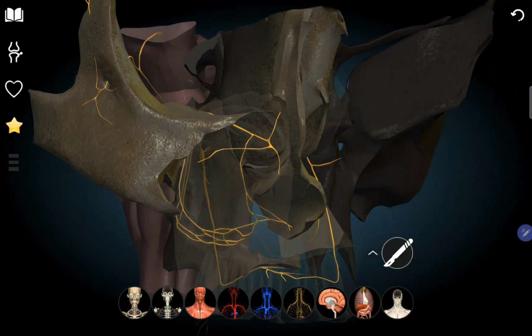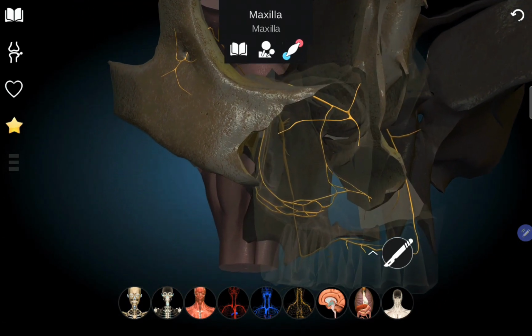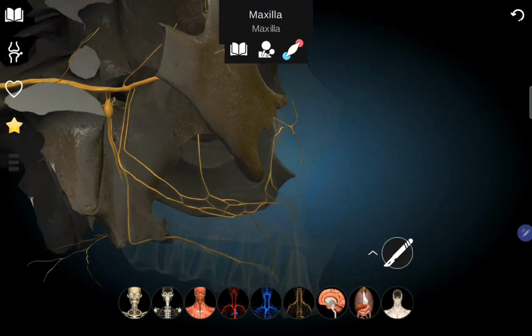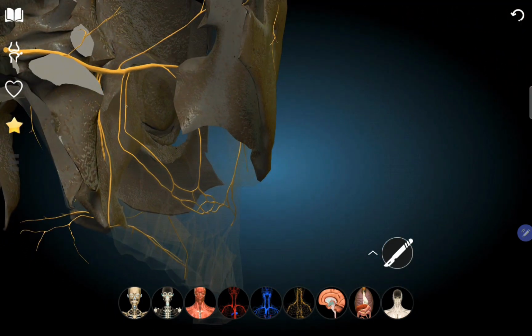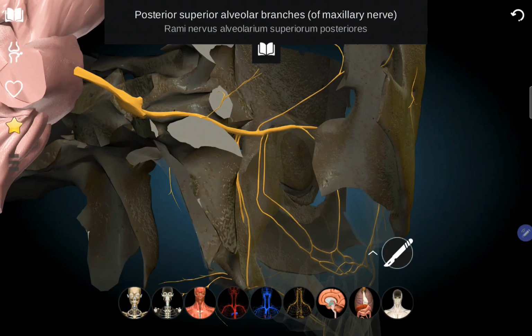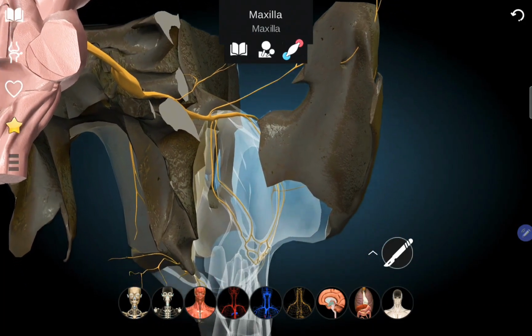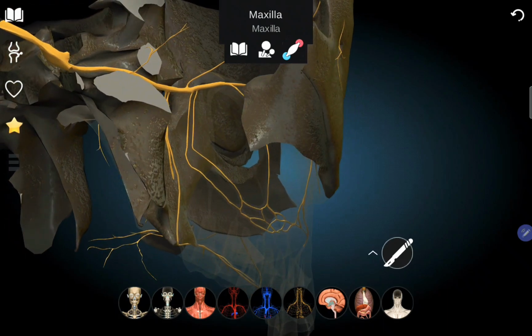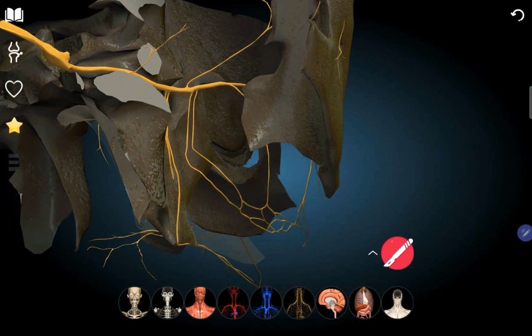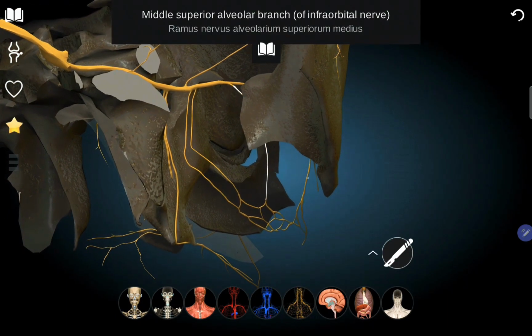The middle superior alveolar branch is present in the maxilla and supplies the premolars. The anterior superior alveolar branch supplies the incisors and the canine. So the PSA, posterior superior alveolar nerve, supplies the molars except the mesiobuccal root of the first molar.